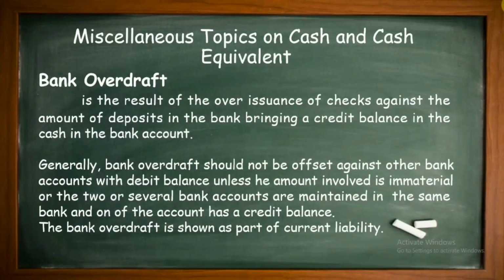So, ang bank overdraft, ang normal balance ng cash in bank is debit. Kapag naging credit balance yan, yun yung sinasabing bank overdraft, na mas madami or mas malaki yung amount ng total checks na nai-issue versus dun sa total amount ng deposit. Kumbaga, mas madami yung outflow ng cash kaysa sa inflow ng cash in bank.